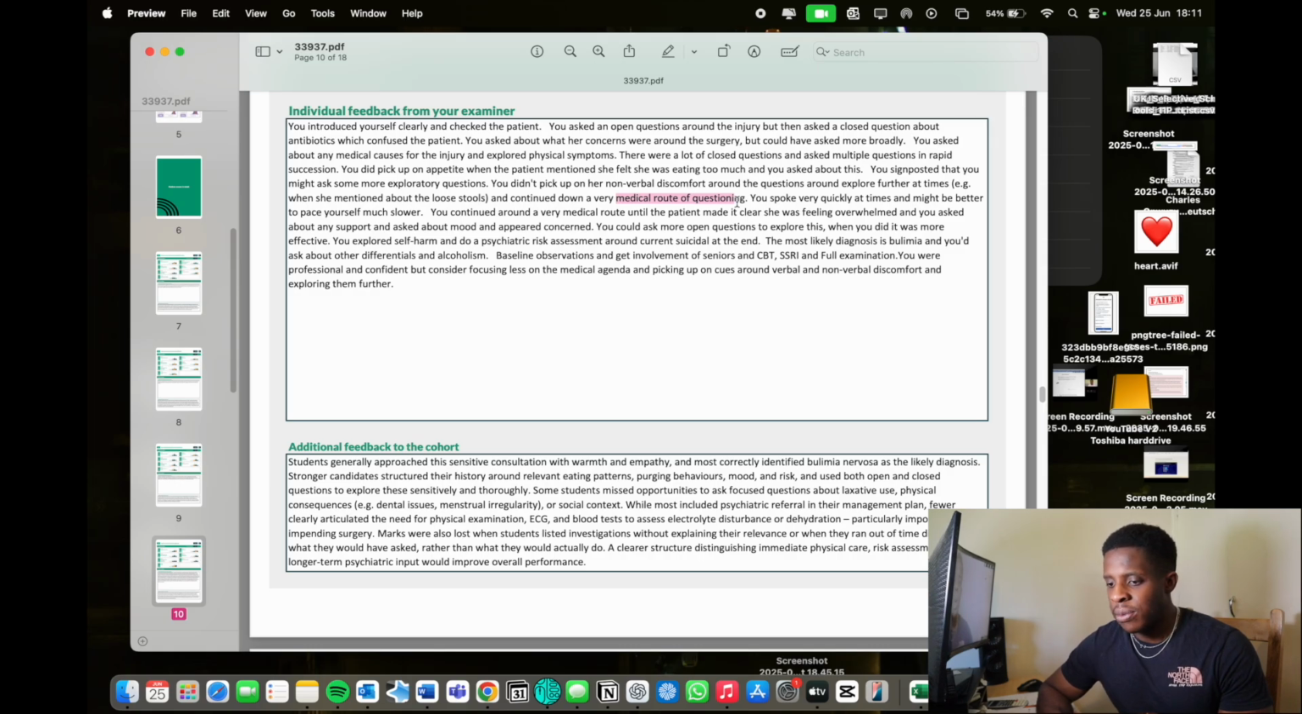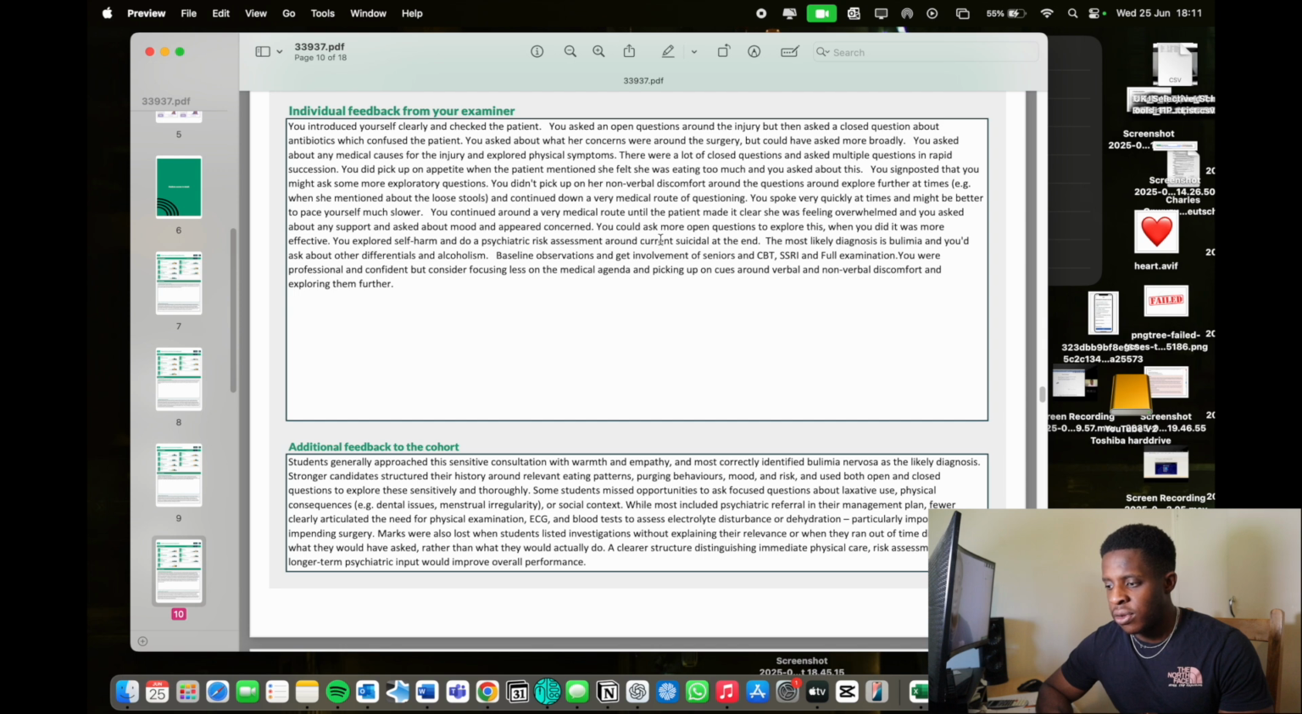You spoke very quickly at times and might be better to pace yourself much slower. You continued down a very medical route until the patient made clear she was feeling overwhelmed, and you asked about any support and asked about her mood and appeared concerned. You could ask more questions to explore this. When you did, it was more effective. You explored suicidal and self-harm thoughts, and you did a psychiatric risk assessment around current suicidal ideation at the end.